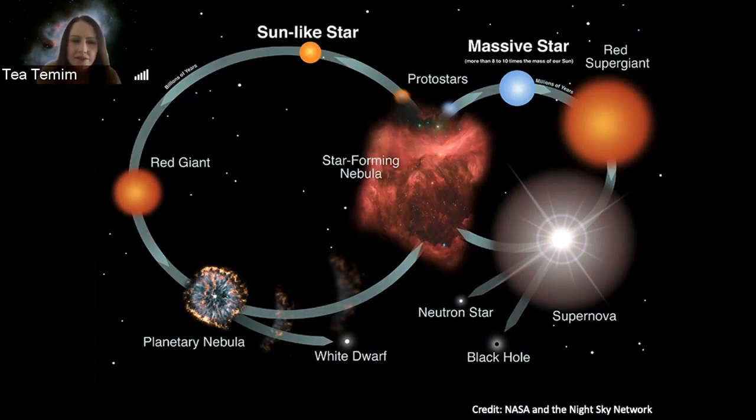This diagram that you're seeing shows the evolutionary paths of low mass sun-like stars on the left, and on the right, massive stars that are more than 8 times more massive than the sun. The lower mass stars live for billions of years, and at the end of their life, once they stop producing energy through nuclear fusion, their material is shed without an explosion, producing what we call a planetary nebula. And what remains in the center is the hot core of the star composed of carbon and oxygen, and this is called a white dwarf.